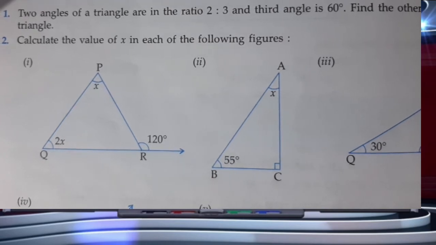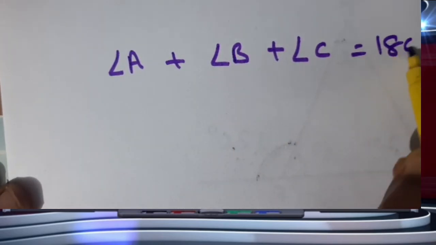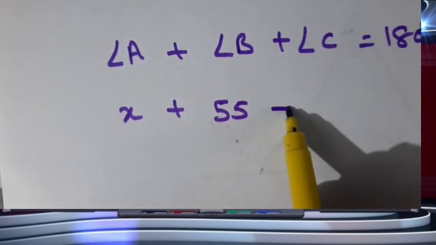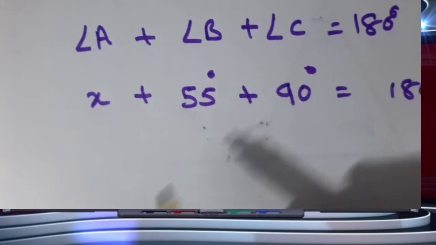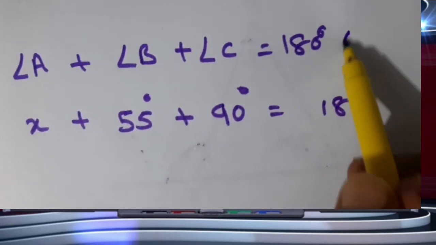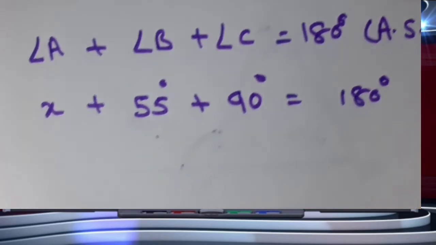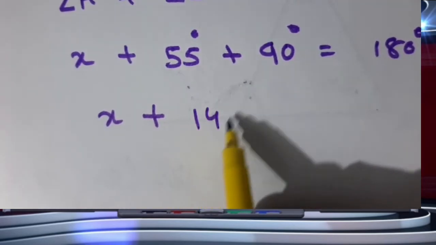So you will use angle sum property here. I am using my angle sum property, which is angle A plus angle B plus angle C is equal to 180 degree. Angle A is x, which you have to find out. Angle B is 55 and angle C is 90. So here it is 180 degree, and in the bracket you will write angle sum property. Students, you will write the full angle sum property. Now 55 plus 90 is 145.